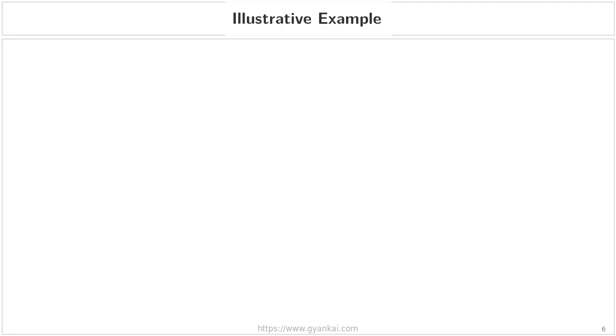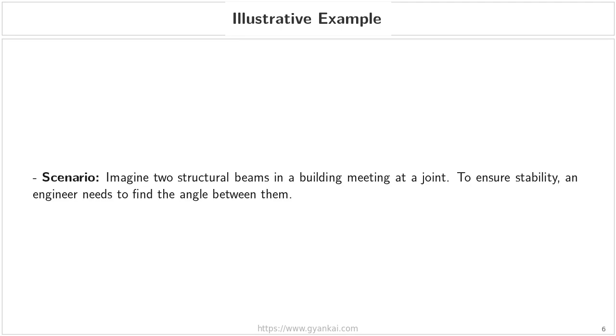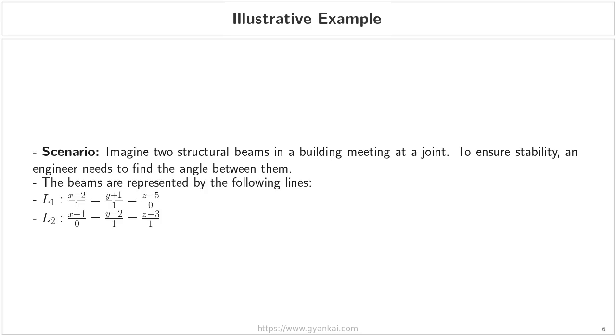Illustrative example. Now that we have understood the theory and the formula, let's put everything into practice with an illustrative example. Imagine a real-world scenario. Suppose you are an engineer working on a building project. You have two structural beams meeting at a joint, and to ensure the stability of the entire structure, you need to precisely calculate the angle at which they intersect. In our mathematical model, these two beams are represented by two lines in Cartesian form.